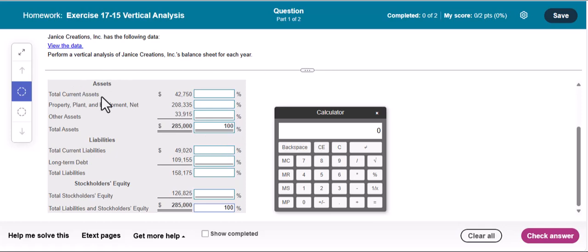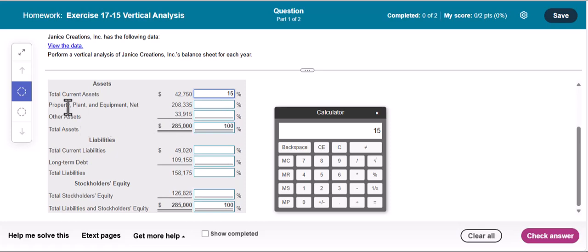So for the total current assets, we're going to take this number of 42,750 and input that in our calculator. And we're going to divide it by the total of 285,000. So let's go ahead and divide that to get the percentage. That is going to be 15%. We can multiply it by 100 or just leave it there. So this is 15% of the total assets.